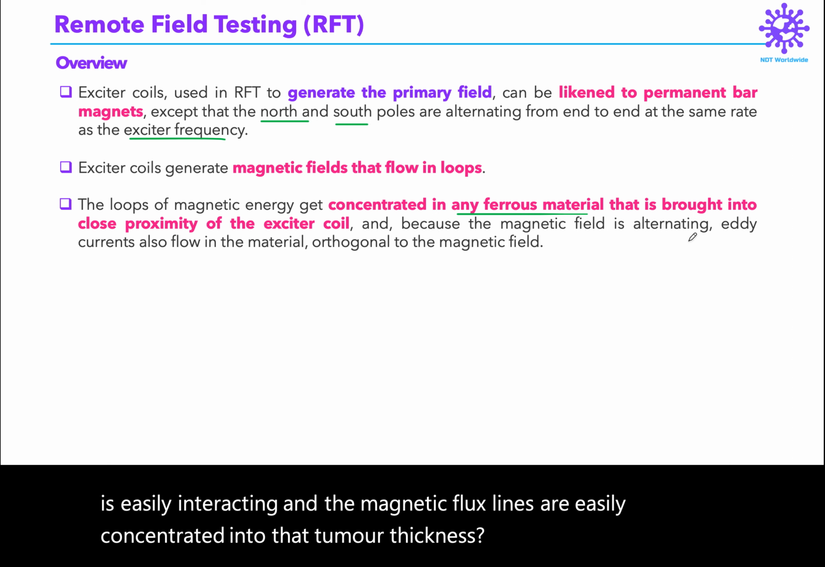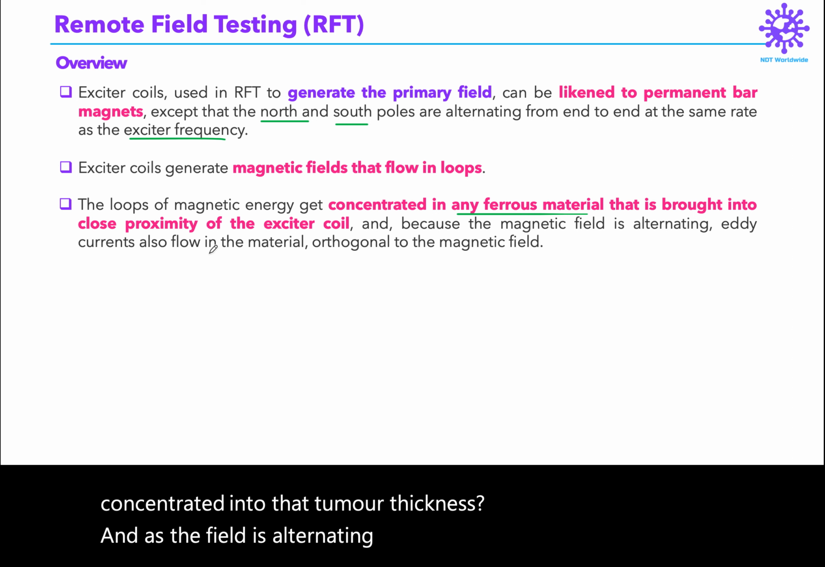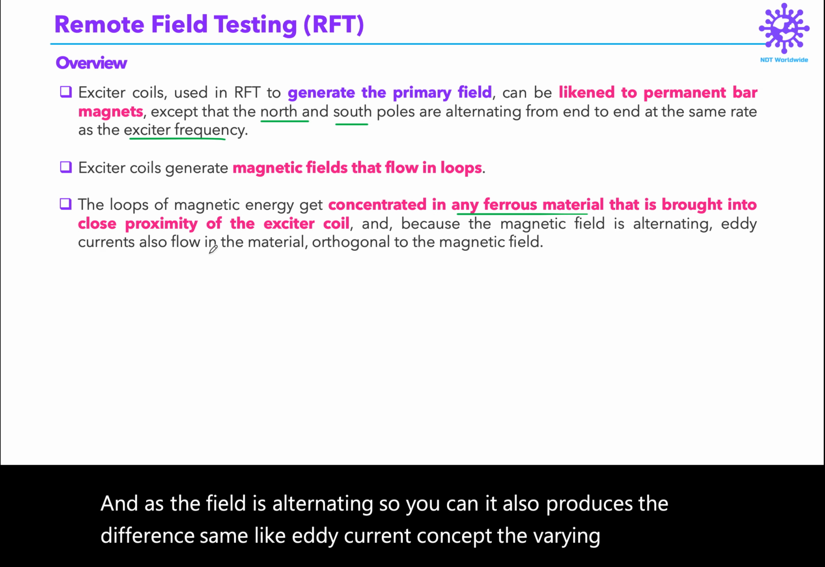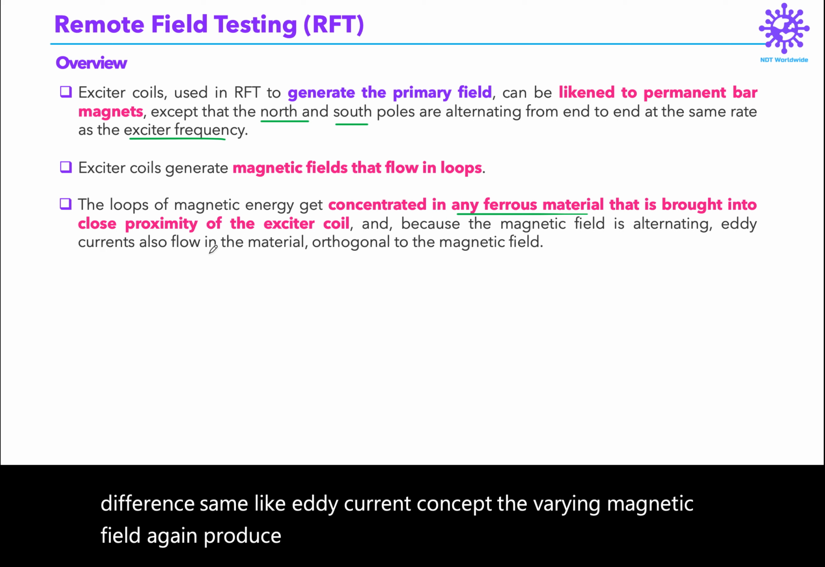And as the field is alternating, it also produces eddy currents. Same as the eddy current concept, the varying magnetic field again produces varying currents, which are nothing but eddy currents.